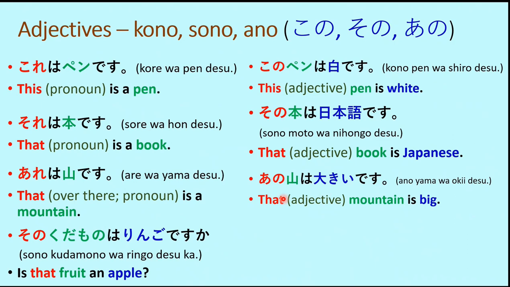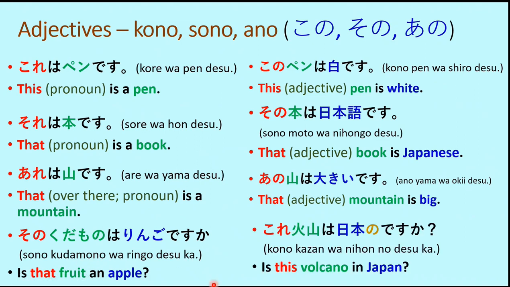We have a few more examples. Is that fruit an apple? If we have to ask this question, is that fruit an apple? Which fruit? That fruit. Means sono kudamono wa ringo desu ka? Ringo means apple in Japanese. Sono kudamono wa ringo desu ka? Is that fruit an apple? So here again, that fruit, here that represents an adjective because it talks about a particular fruit. Is that fruit an apple? Sono kudamono wa ringo desu ka?